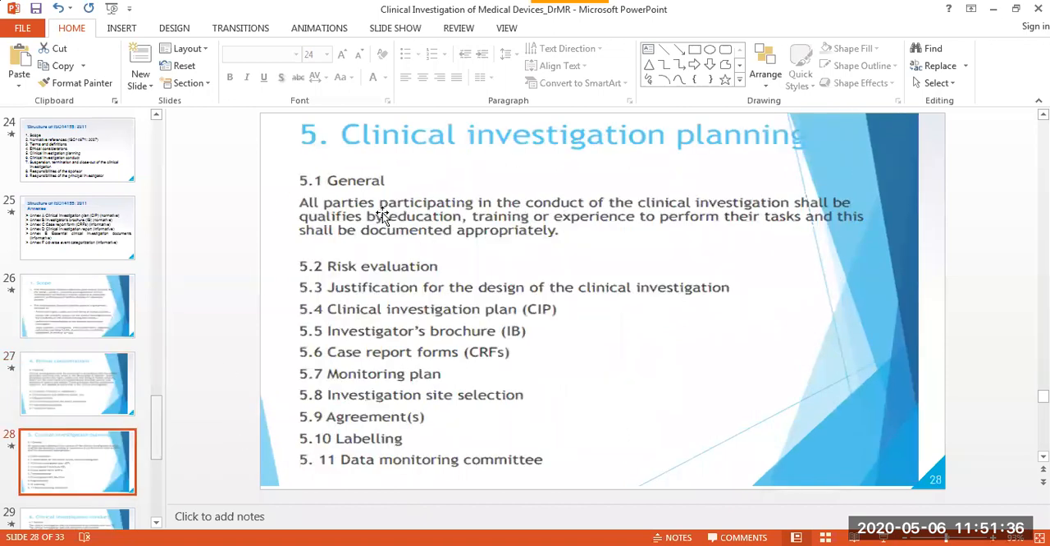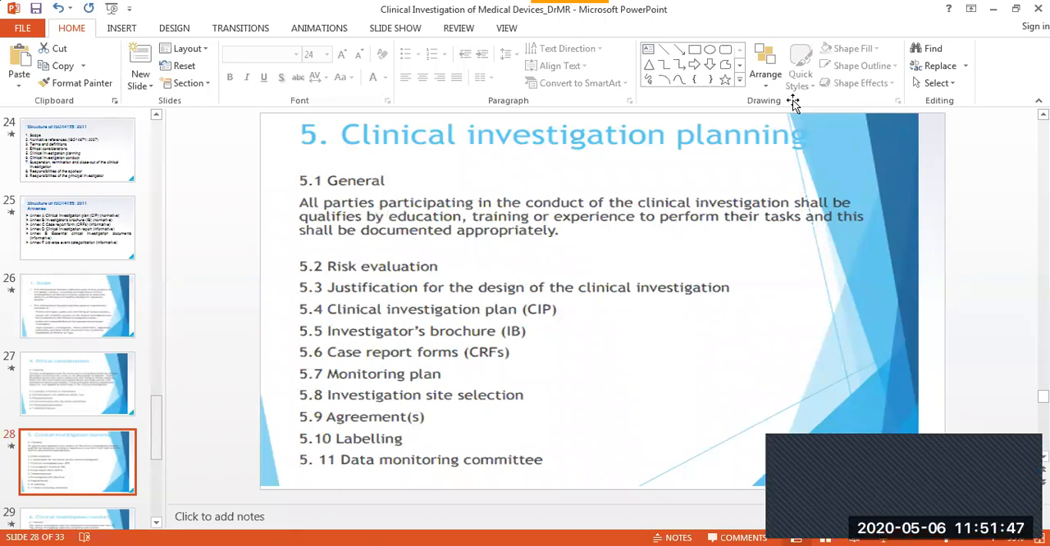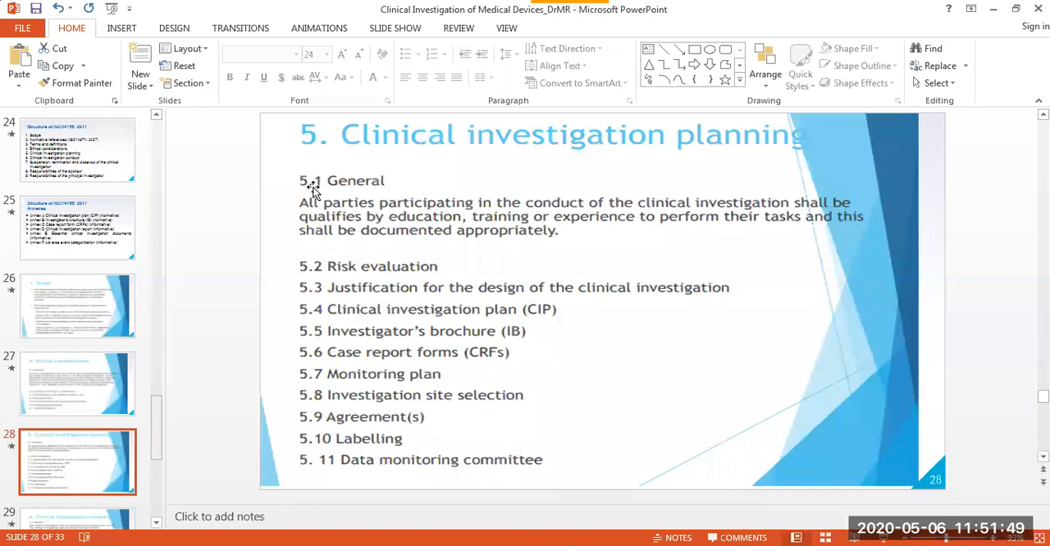Then coming to chapter 5. Chapter 5 is clinical investigation planning. This chapter is again divided into 11 sub-chapters, so we'll see the outline of those 11. 5.1 is general. All parties participating in the conduct of the clinical investigation shall be qualified by education, training, or experience to perform their tasks, and this shall be documented appropriately.